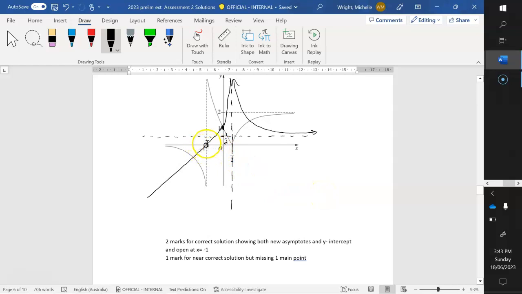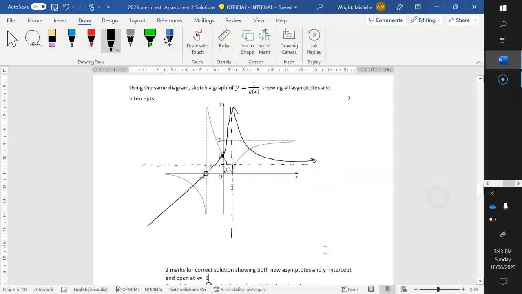A few people got it right but didn't have that open circle. I am not giving you that mark if you missed that open circle, primarily because I was looking for that, and that's what the HSC markers were looking for the year that it was in the HSC. So they're the things that I was looking for in that question.